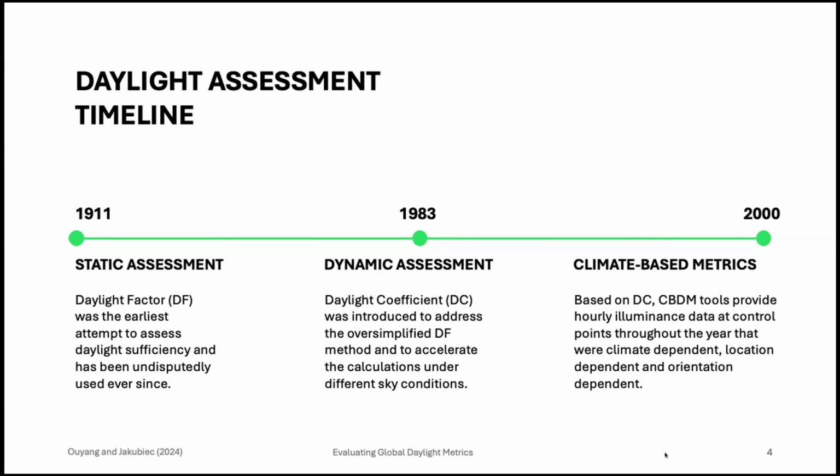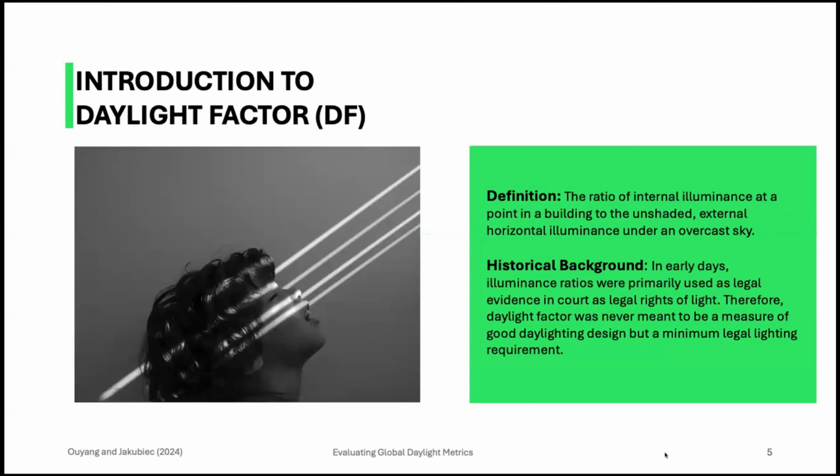So this is a timeline of daylight assessments. Generally, these methods can be categorized into three main types: static assessment, dynamic assessment, and climate-based metrics. The daylight factor is a key metric in daylight assessment, defined as the ratio of internal to external luminance under a standard CIE overcast sky.